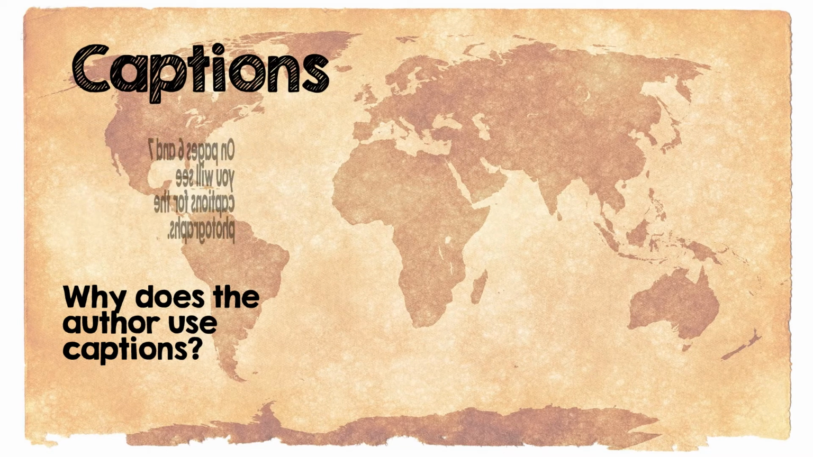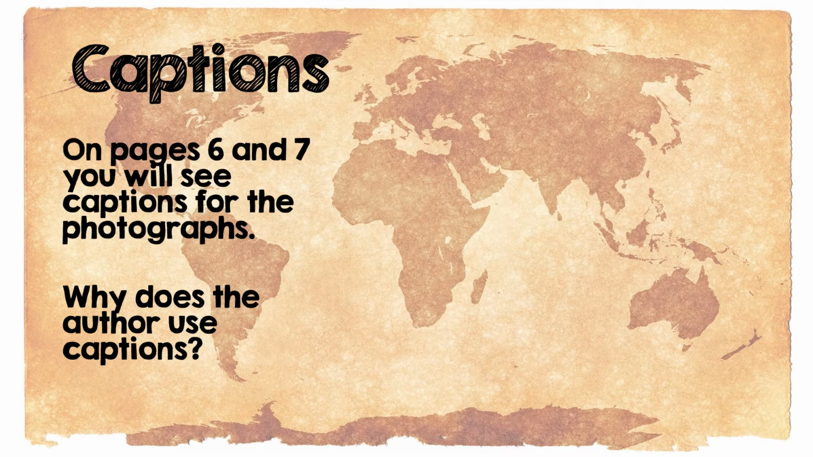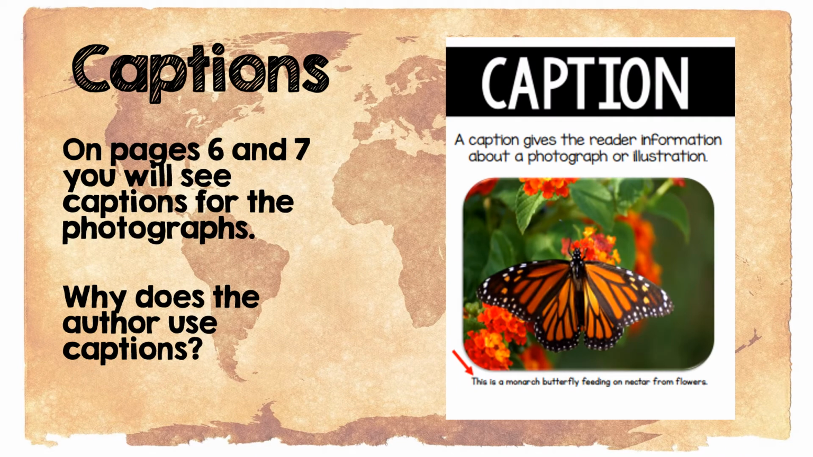Along with photographs, we see captions. On pages 6 and 7, you're going to see captions for the photograph. Do you remember why the author uses captions? A caption gives the reader information about a photograph or an illustration. Down here at the bottom of this beautiful butterfly picture is a caption, and it helps us understand the picture.